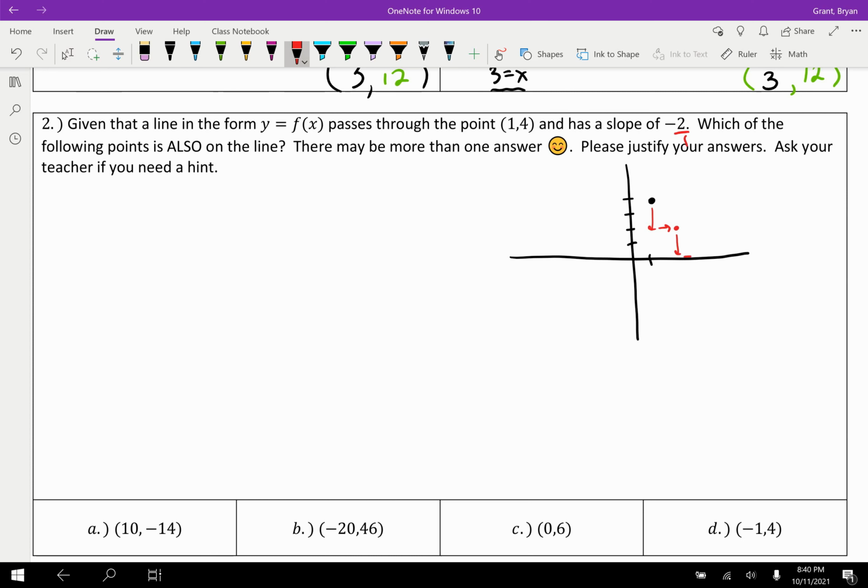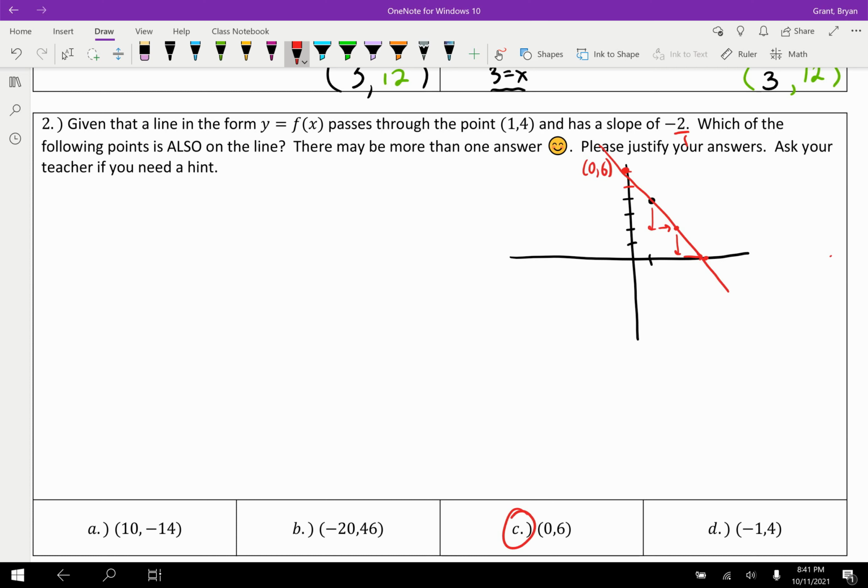And you could continue doing that until you get to each of these points. But the problem is, you might not get to those points fast enough. Now if I reverse the slope and go left 1 up 2, left 1 up 2, left 1 up 2, this looks like the point (0, 6). And so that is a point on our line. And that's important because (0, 6) is an option.